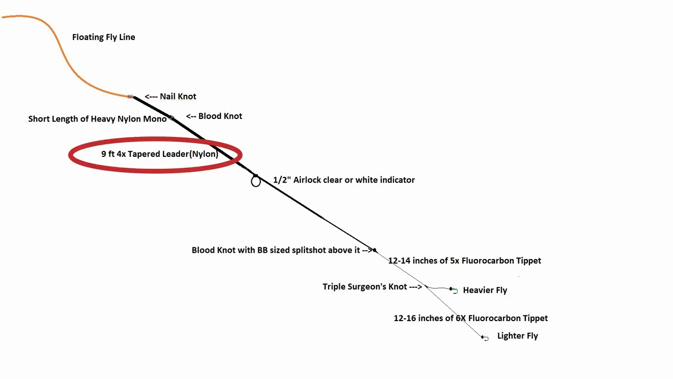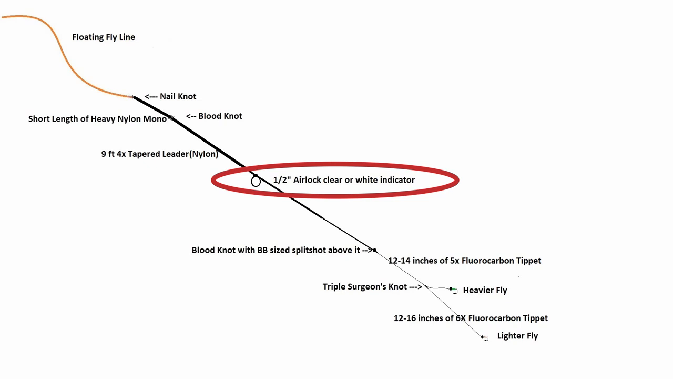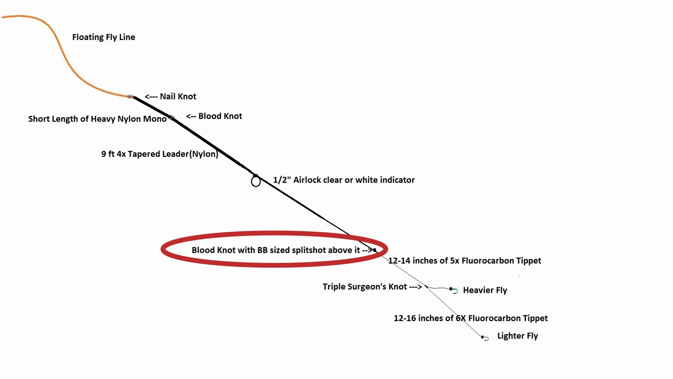My tapered leader is a 9-foot 4X nylon leader. I attach my indicator to it, whichever type of indicator you prefer. I'll go more in depth on why I prefer this specific indicator in the component section following the overview of this rig. The next connection on the rig is where you connect your tippet to your tapered leader.